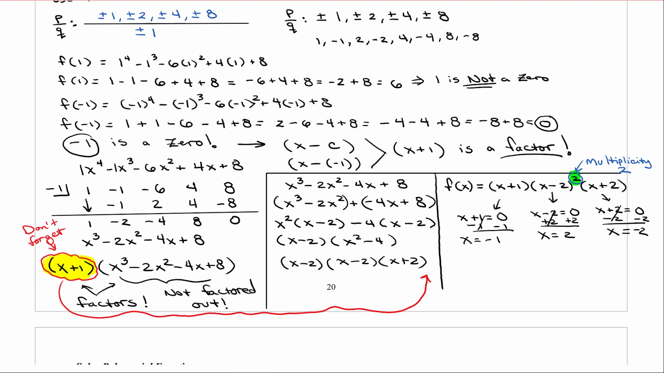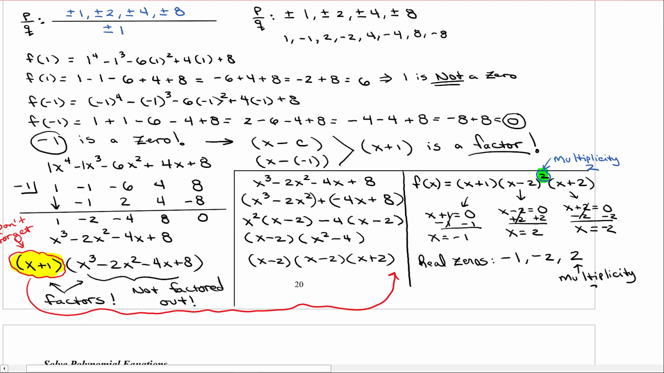All right, let's write that out. So this means that our real zeros for this function are going to be -1, -2, and 2, and that 2 has a multiplicity of 2. Just want to make sure that I'm emphasizing that. We don't want to forget about everything we've learned before, right? It's all important.